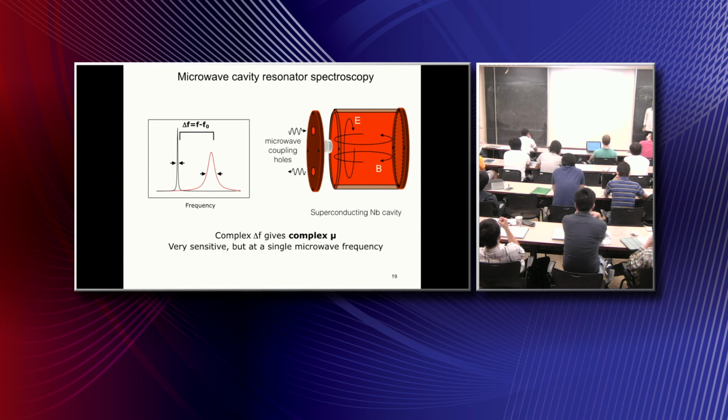Then we open up the box, put a sample inside, and do the experiment again. What one finds is that the resonance shifts and broadens. And from the shifting and broadening, you can figure out what the conductivity is at one particular frequency. The general idea is a very generic one. It's used in many different experiments where you want to do a resonant experiment in this fashion.